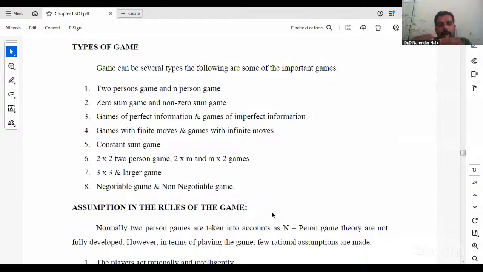So here, two-person game and n-person game. Two-person means only two persons will be involved, and n-person means the number also increases. Zero sum game and non-zero sum game. Zero sum game means only the individual will be there, and non-zero sum means no individual, but individual also there, but he will act with his inner soul. Okay, he'll play the game with his inner soul.